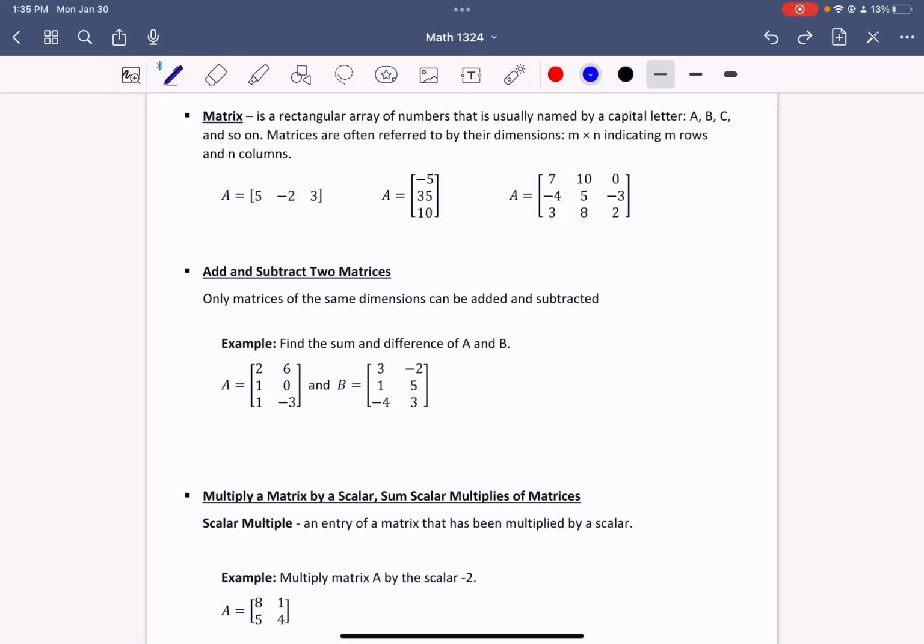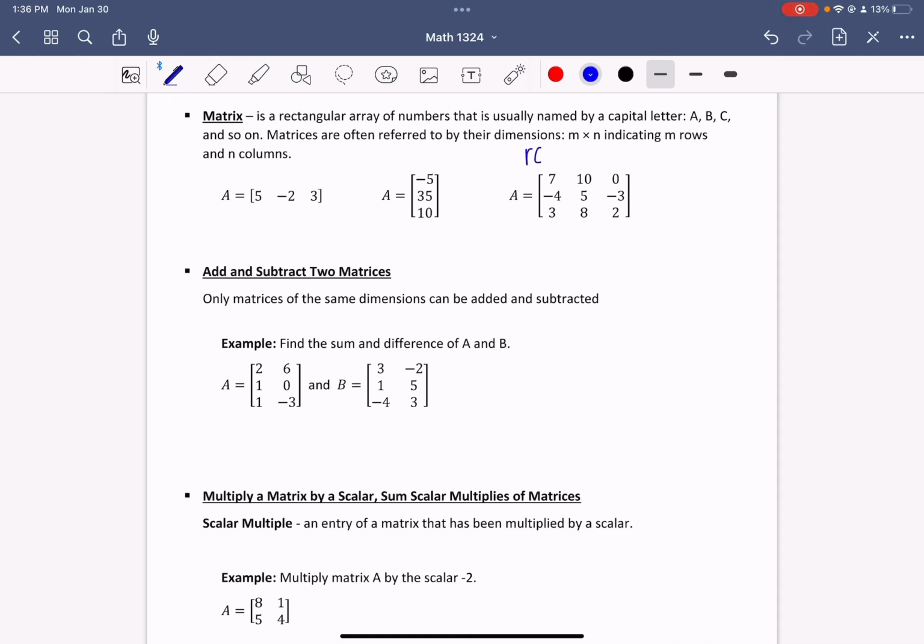And what we're going to do is look at this concept of matrices, and what is a matrix, and really define what it is and what it can do in all its different areas. A matrix is a rectangular array of numbers that is usually named by a capital letter A, B, C, and so on. Matrices are often referred to by their dimensions, M cross N, indicating M rows and N columns.